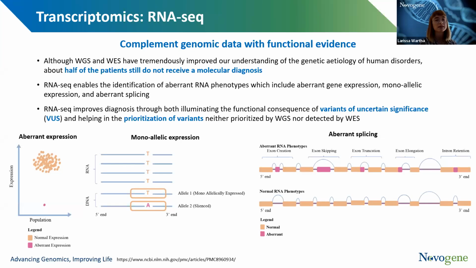Therefore, RNA sequencing plays an important role in directly probing splice isoforms and adding a functional layer to a variant detected by WGS and WES. So splice defects could result in exon skipping, exon truncation, exon elongation, exon creation, and intron inclusion.